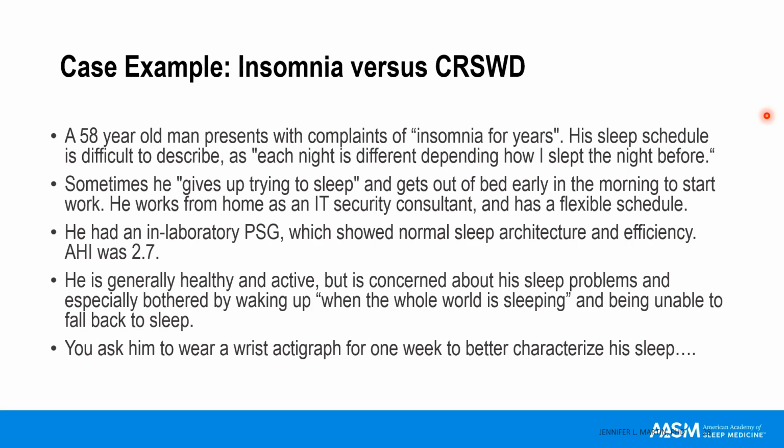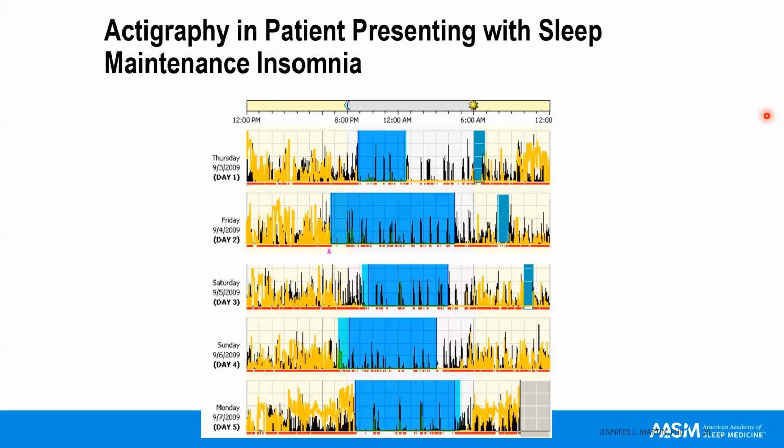So we weren't exactly sure what was going on with him, and the exceedingly normal PSG gave us some questions, and he did tell us he slept pretty well the night he was in the lab. So we asked him to wear an actigraph for a week to characterize his sleep. And so this is what we got. Let me point out here, this is 8 p.m., midnight, 6 a.m. Each day is plotted in a row.